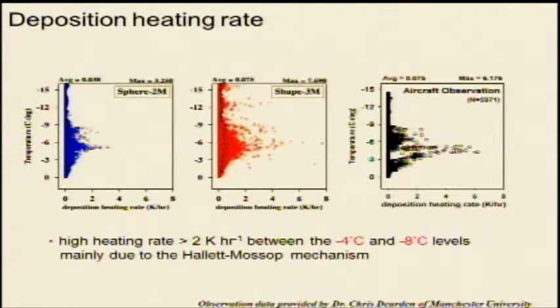This is the heating rate. This observed heating, I think, is a converted heating rate. Maximum is 6 degrees K per hour. Without the shape effect, you get only about 3 at maximum. But with the shape effect, we get pretty much the same order as the observation.